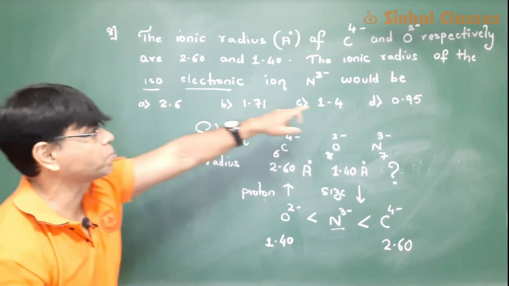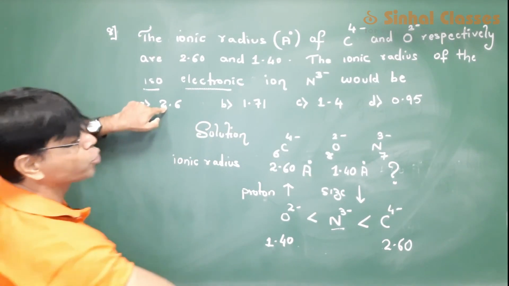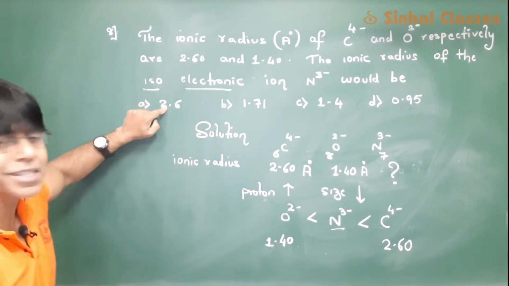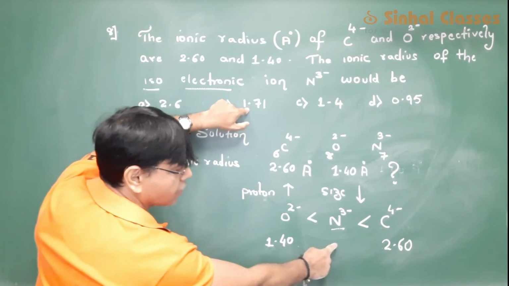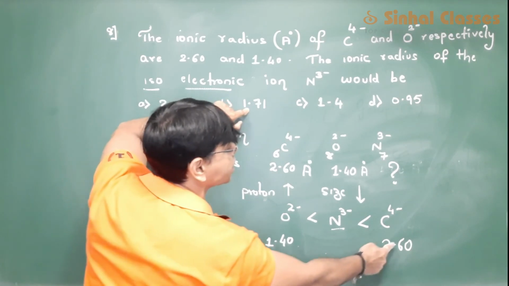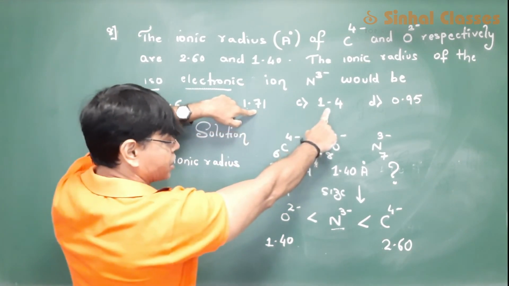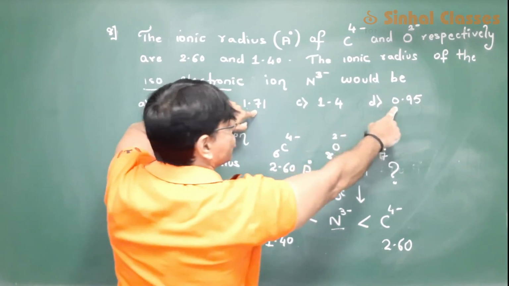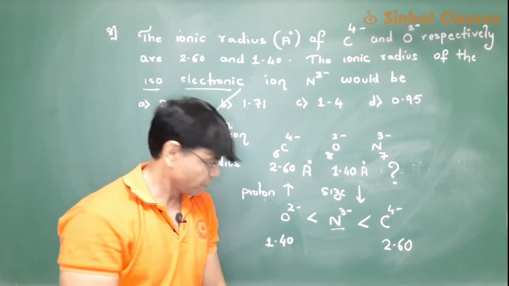So now look at the options. Can it be 2.6? No. 2.6 is for C4 minus. Can it be 1.71? Yes. It has to be greater than oxygen and lesser than carbon. Yes, this can be your answer. What about this? No. What about this? No. So your answer for this question is B.